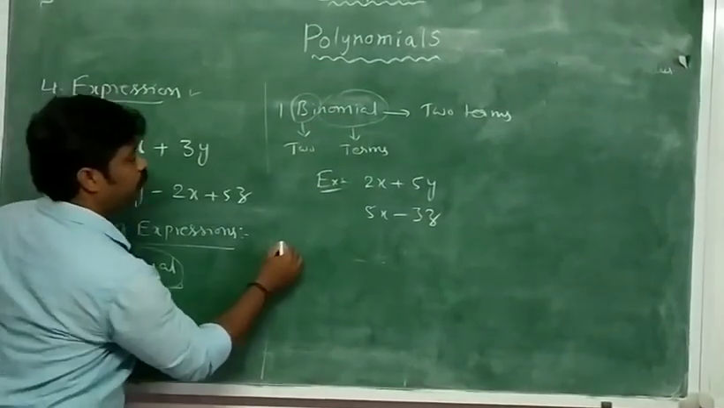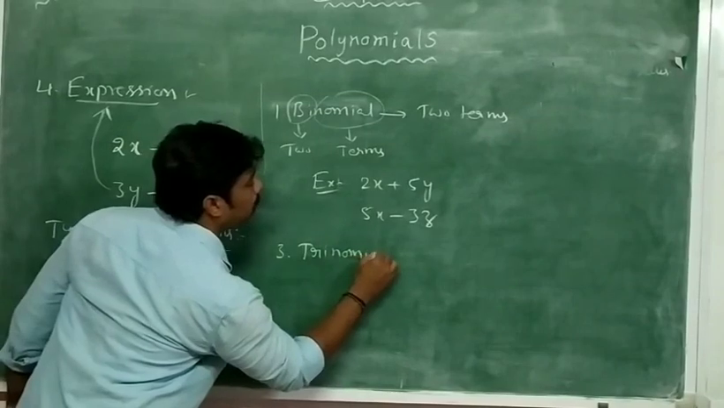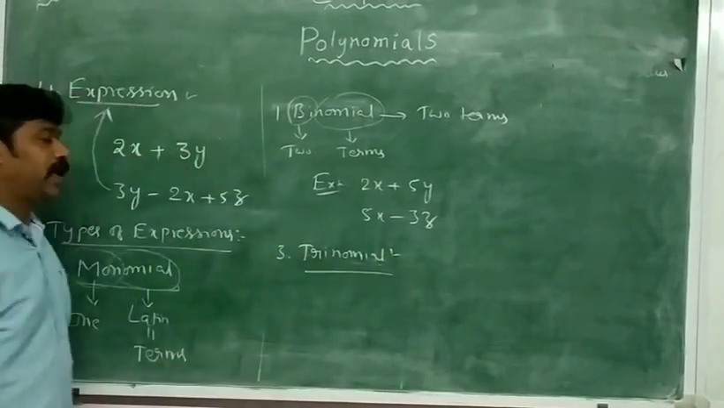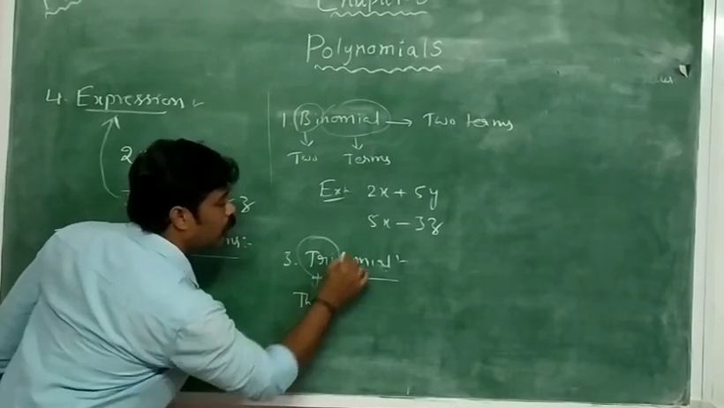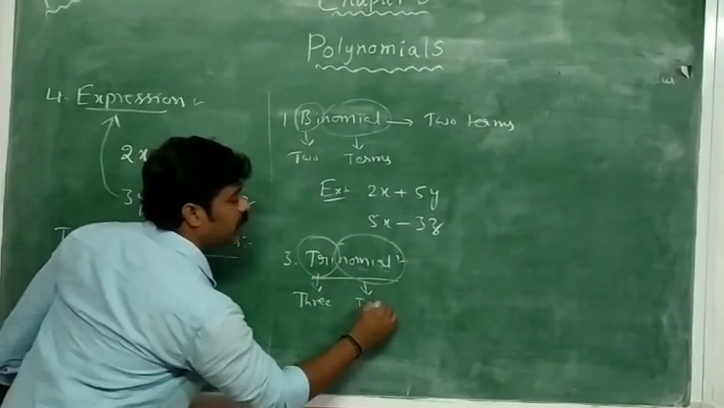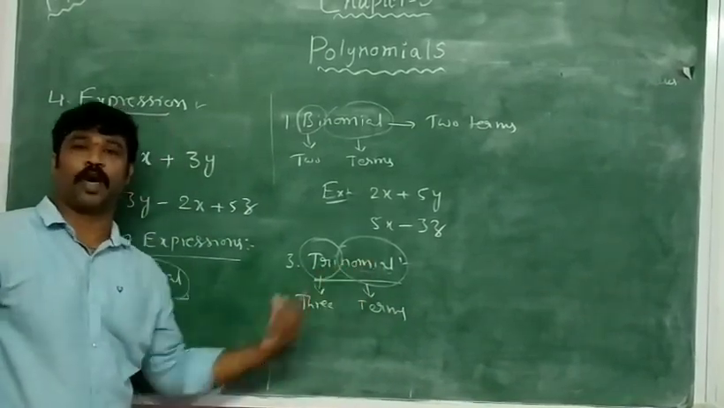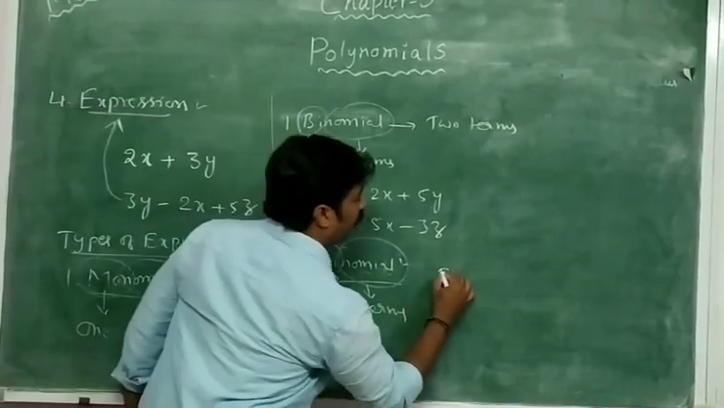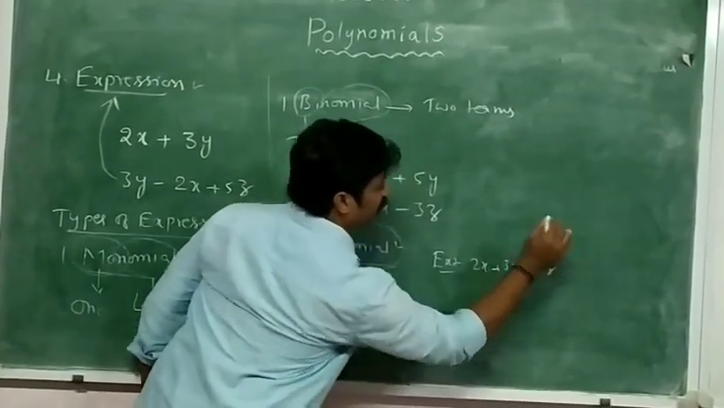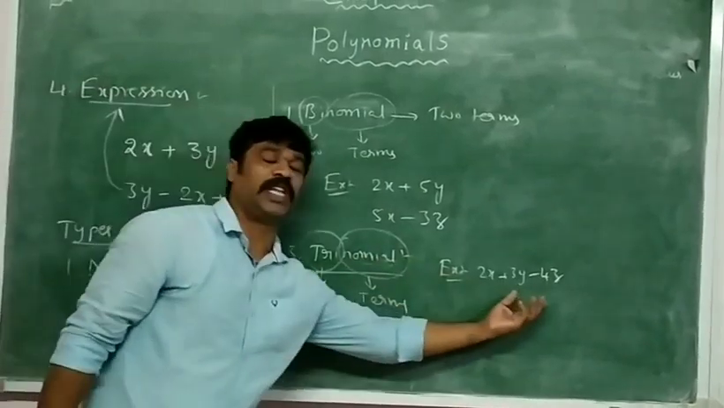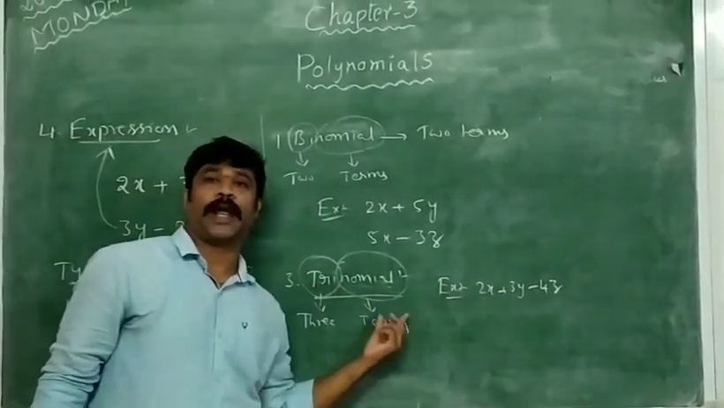Next one is trinomial. Tri is nothing but 3, and nomial again means terms. So if any expression contains three terms, we call it a trinomial. For example, we can take 2x plus 3y minus 4z. In this we have three terms. So any expression that consists of three terms, we call a trinomial.